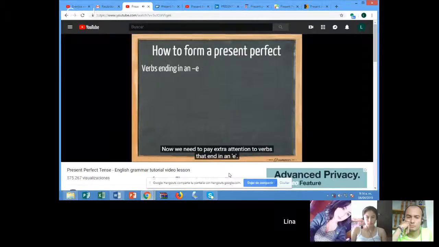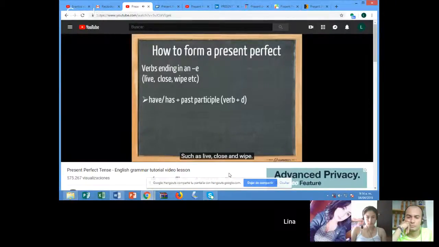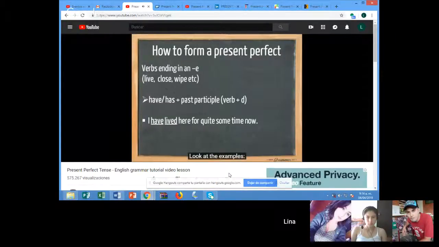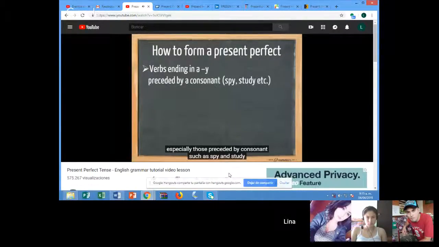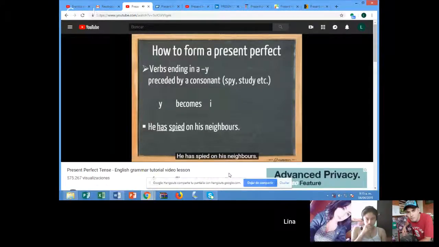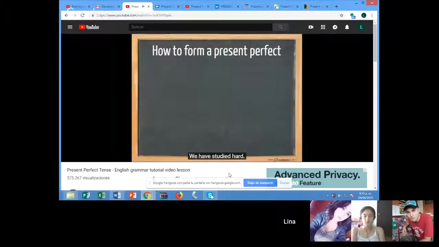Now we need to pay extra attention to verbs that end in an E, such as live, close, and wipe. For these verbs, we use the auxiliary verb to have and the past participle, but the past participle is made by simply adding a D to the verb. Look at the examples. I've lived here for quite some time now. He has closed the window. They have wiped the floor. We also need to pay attention to verbs that end in a Y, especially those preceded by consonants, such as spy and study, because we change the Y into an I. For example, he has spied on his neighbours, and we have studied hard.